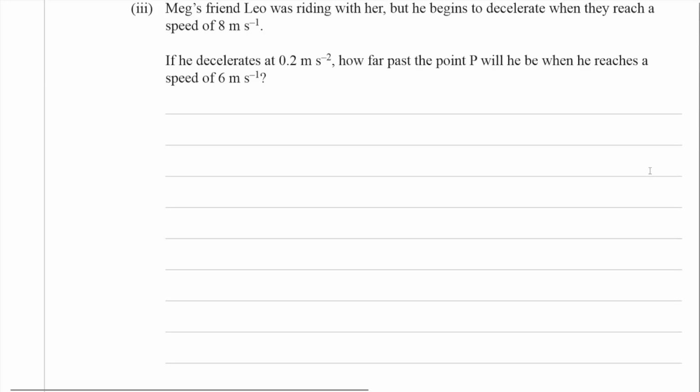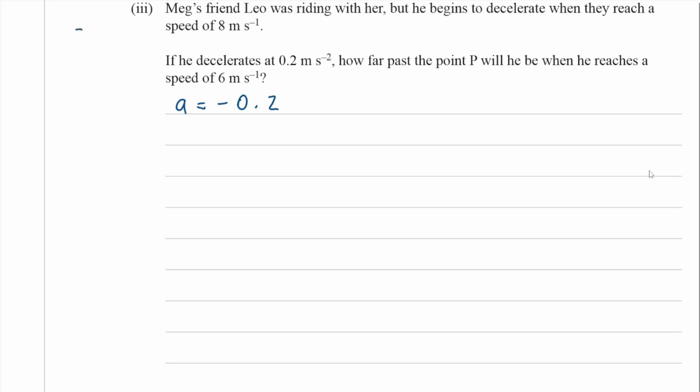Cool. So now let's work out Leo's section from there. So we have a new starting point, right? Maybe point Q, and then we'll factor in that extra distance at the end. So like before, we are given his acceleration. However, this time it's negative 0.2 as he's decelerating.